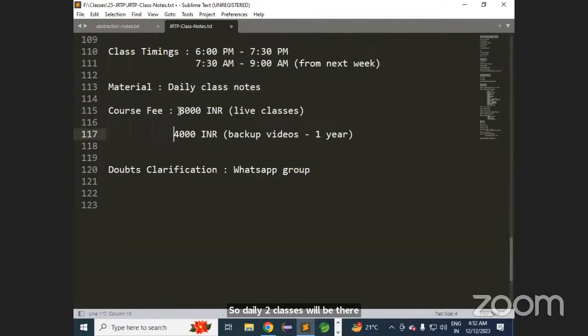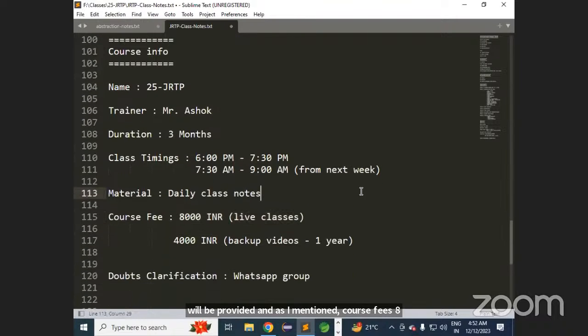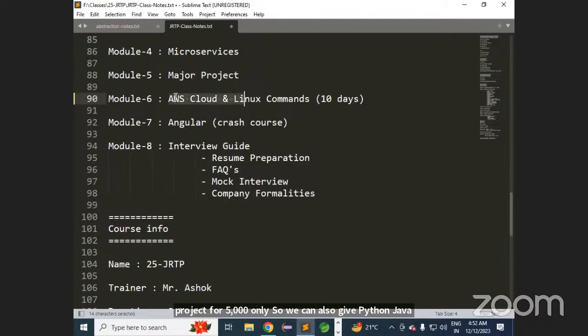As I mentioned, the course fee is 8,000. If you go to another institute, they may say they are giving Java project for 5,000 only. We can also give Java real-time project for 5,000. AWS, they will charge an extra 5,000. Angular, an extra 5,000. In total you will pay 15,000 to them. So that is the business game. They give Java project for 5,000, then tell AWS 5,000, Angular 5,000. Here all three you are getting for 8,000 only. When you compare the fee structure with other institutes, check whether they are covering all these concepts as part of the project course or not.